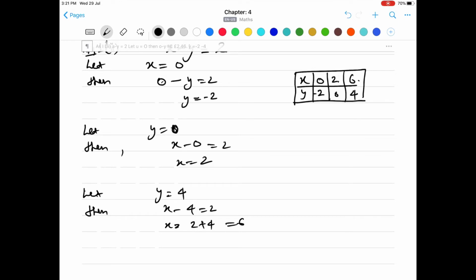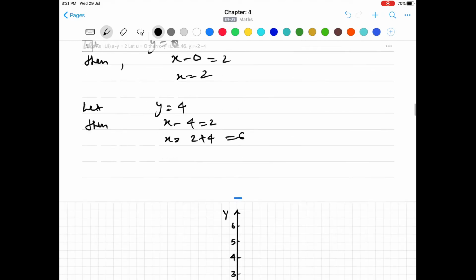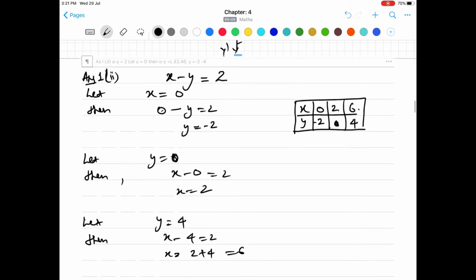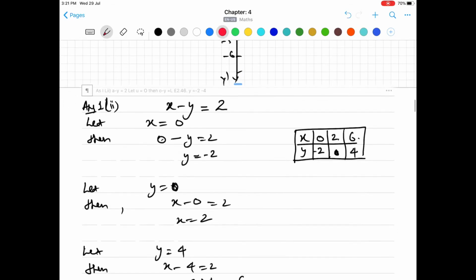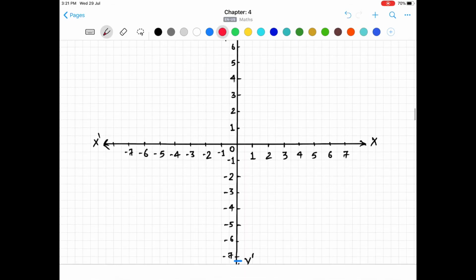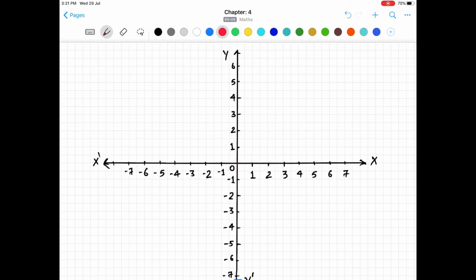Why are we taking 3 points? We can draw the line of the graph using only 2 points, but we'll find one extra solution so that we can check if our graph is accurate or not. So the points are x 0, y minus 2. I have already drawn the axis here. First one is x 0 and y minus 2. x 0 is here, y minus 2 is on the downward side.